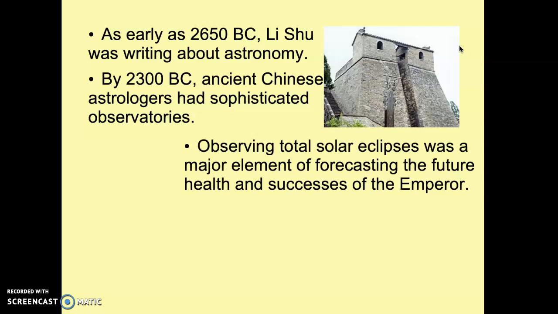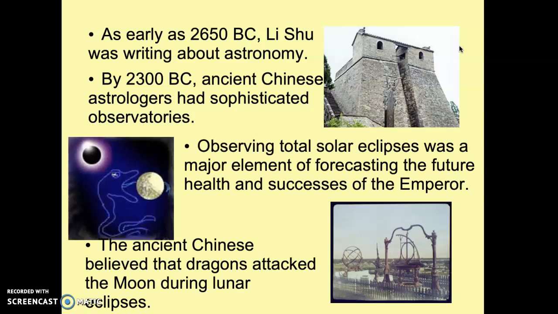And the Chinese, they had a lot of different cultural beliefs that were developed based on stars and astronomy, such as when they observed solar eclipses, it was something that would allow them to produce the future health and success of emperors, and they had beliefs along with it.